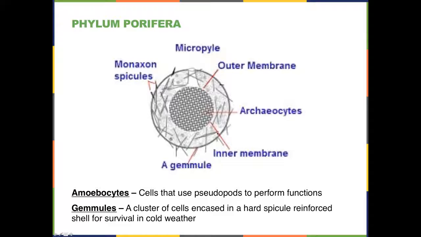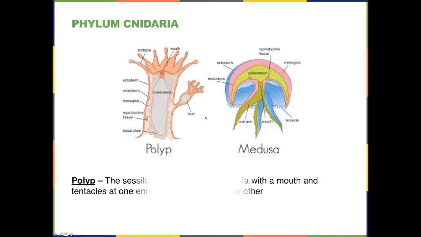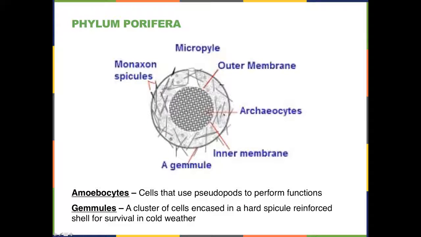A gemmule, and this whole thing here is a gemmule. A gemmule is a cluster of cells that are encased in this hard spiculated material. This is reinforced by an outer shell, and this allows it to survive hostile environments. And this is one of the ways in which the sponge reproduces.